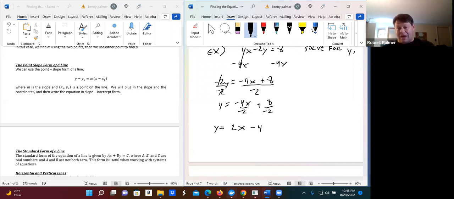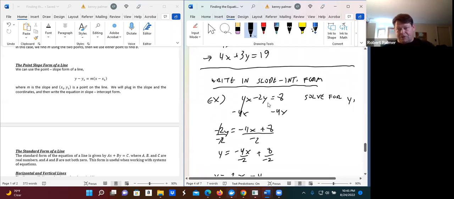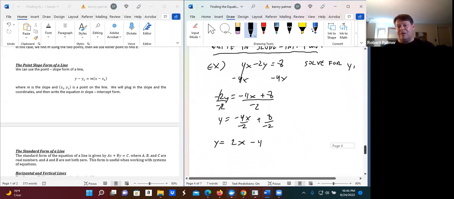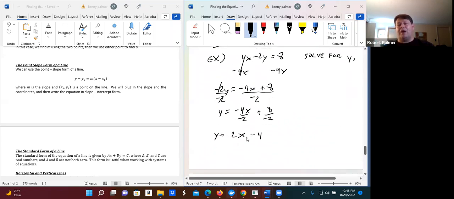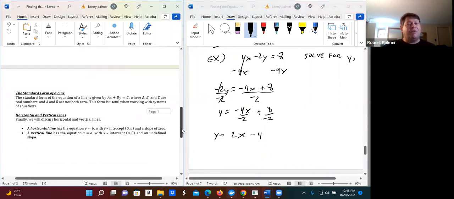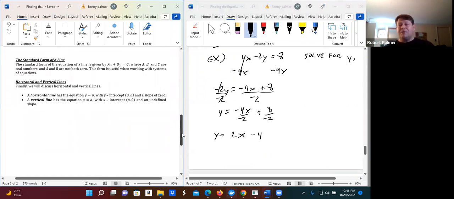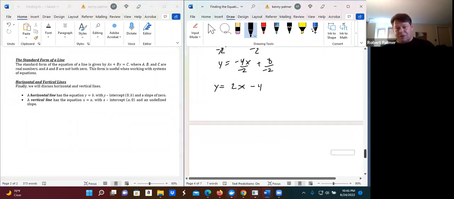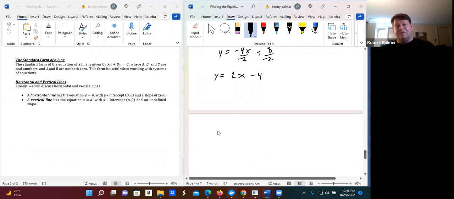So this line, written this way, is exactly the same as this line in slope-intercept form, y equals 2x minus 4. So that was the standard form of a line. Then the last topic to discuss for this video is going to be horizontal and vertical lines, or the equations of horizontal and vertical lines.